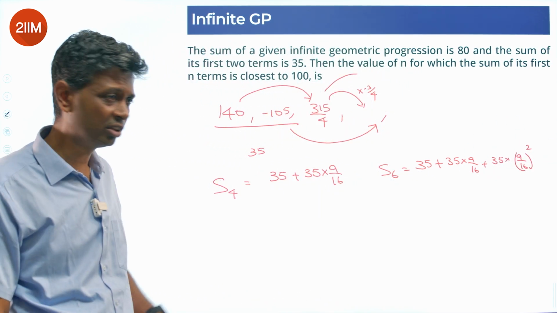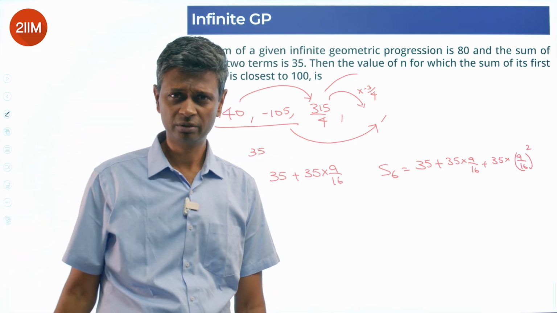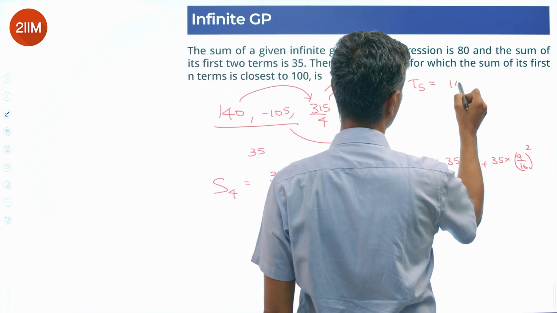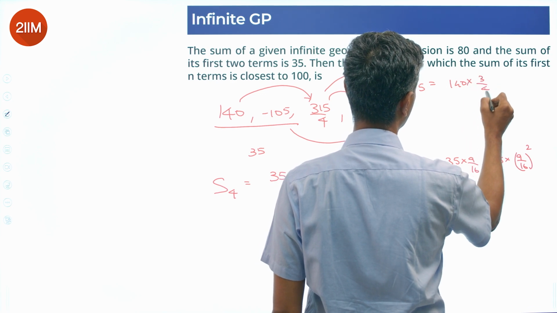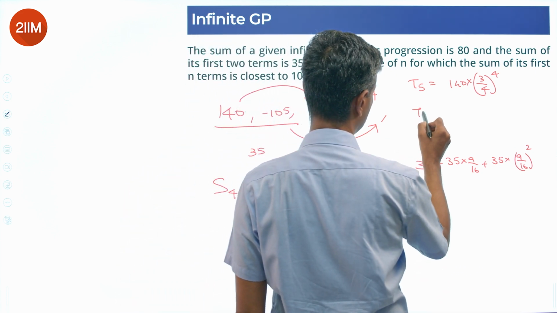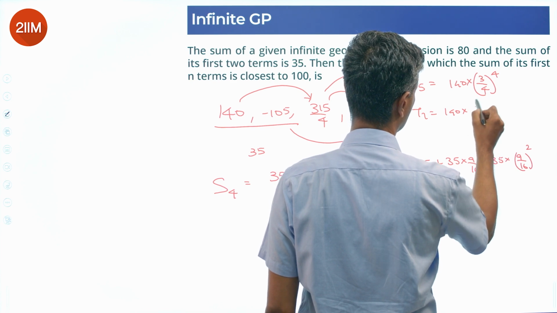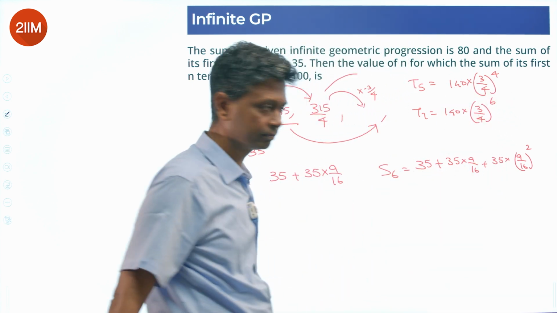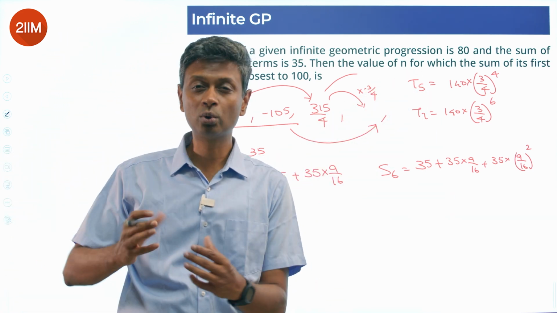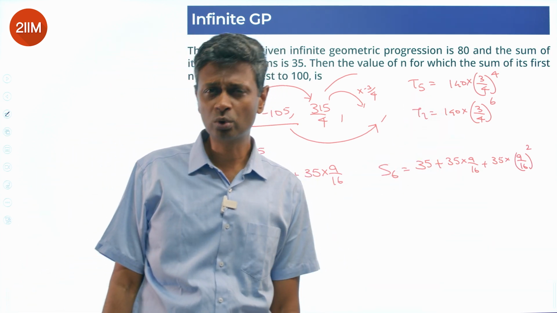Sum up to 5 terms will be this plus the 5th term, whatever the 5th term is. So let me put what the 5th term is. 5th term is 140 into 3 by 4 whole power 4. 7th term is 140 into 3 by 4 whole power 6. Nice. So I find this, add the 5th term, see if I am close enough to 100. And then I find this, add the 7th term, see if I am close enough to 100.